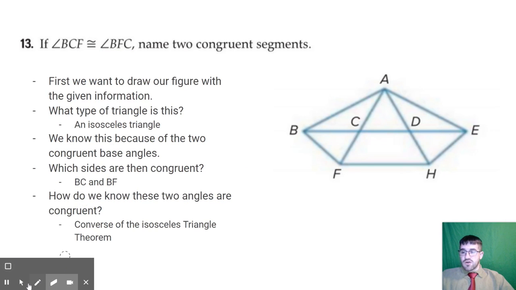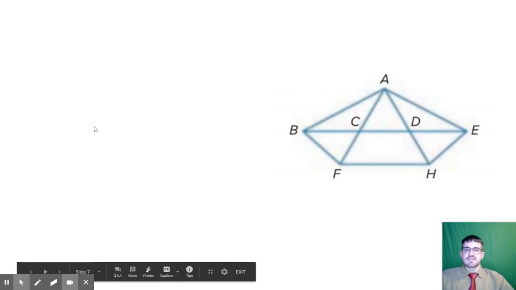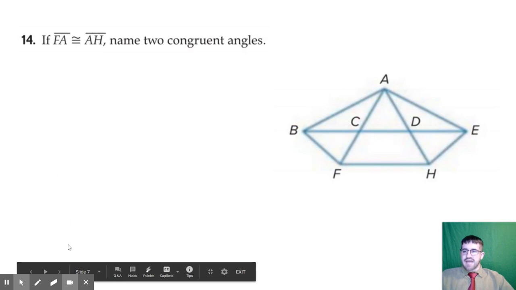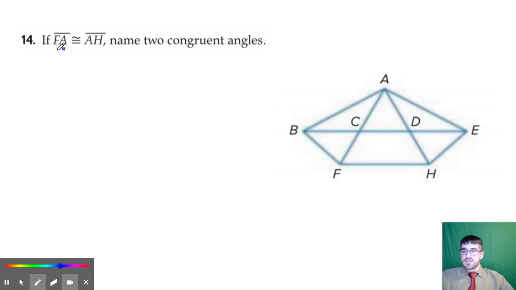Okay, and our last question for this section. If segment FA is congruent to segment AH, segment FA, going for this nice big triangle right in the middle here, is congruent to segment AH. Name two congruent angles. What we're going to do is just finish off this triangle here by connecting F and H. So now we have triangle AFH.